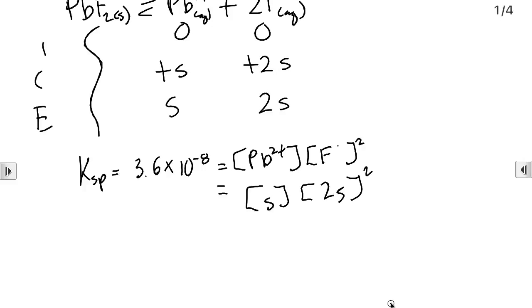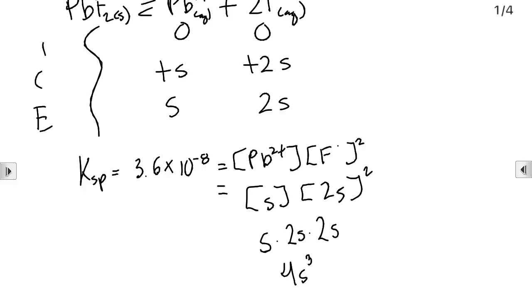Are you cool with taking the bottom row of an ice table and filling it into the equilibrium expression? I just did, right? So that's going to be, don't mess this up, S times 2S times 2S, right, 2S squared, which is 4S cubed. Now, to get the molar solubility, I'm going to solve for S.